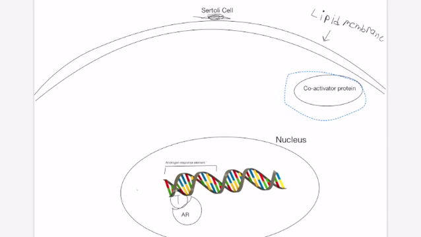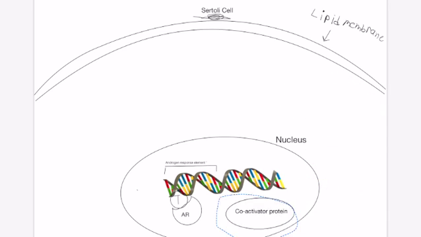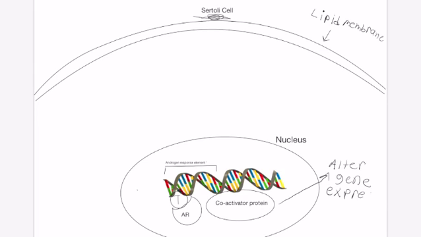The androgen receptor binding to an androgen response element allows for the recruitment of a co-activator protein. The recruitment of co-activator proteins will in turn alter gene expression. In total, this pathway should take about 30 to 45 minutes, which is expected of a hydrophobic signaling pathway.